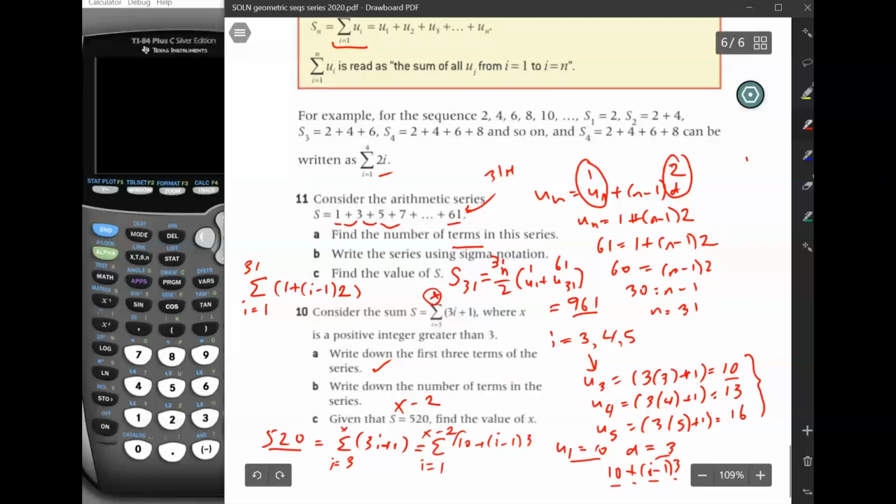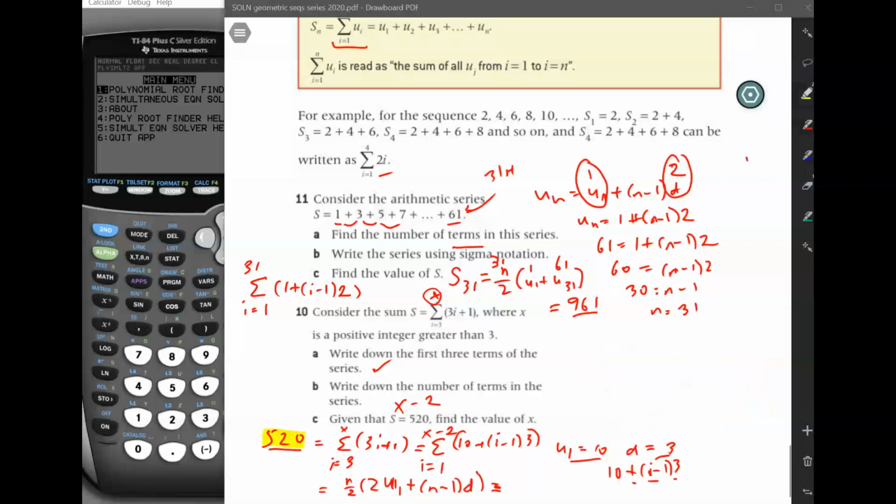Now what I can do is use the sum formula for arithmetic sequences to figure out what this expression looks like. And it's going to look like this. The sum formula says that n over 2 times u1 plus the last term, which is un. Or, in this case, we don't have un, so what I'm going to put instead is 2u1 plus n minus 1 times d.